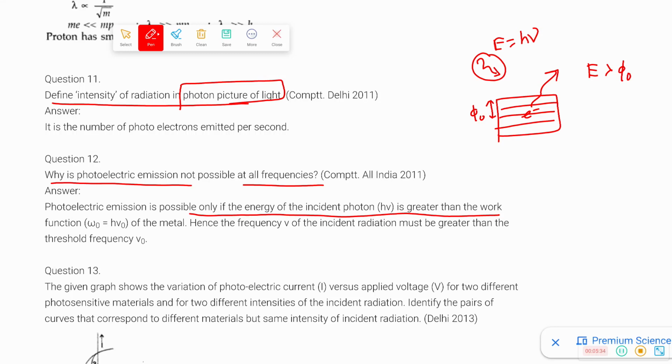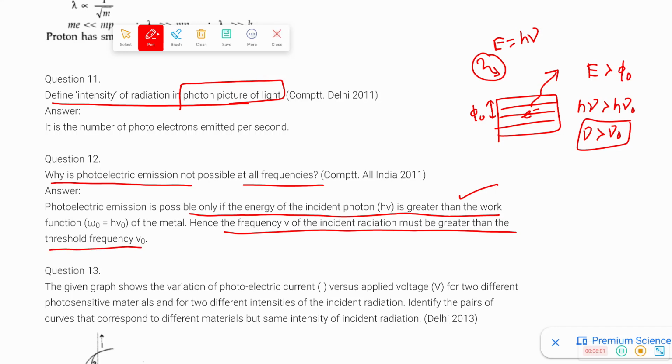Okay, so that's why now see here, I'll write h nu greater than h nu naught. Now h cancels, so for photoelectric emission nu should be greater than nu naught. Yes or no? So here, since photon energy is greater than work function, hence the frequency of incident radiation must be greater than the threshold frequency, then only the photoelectric effect will happen. Okay, so this language you remember, how to write. Now come to the next question.